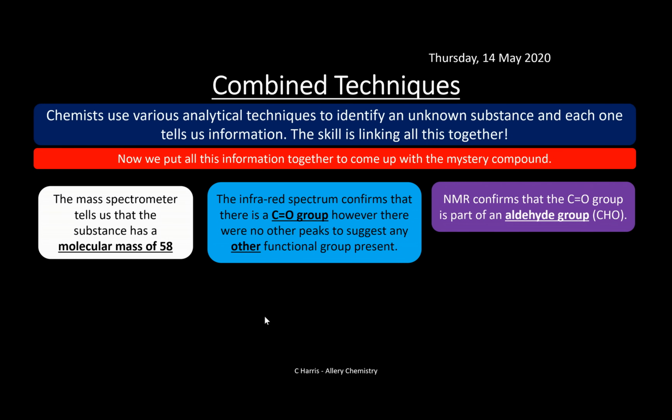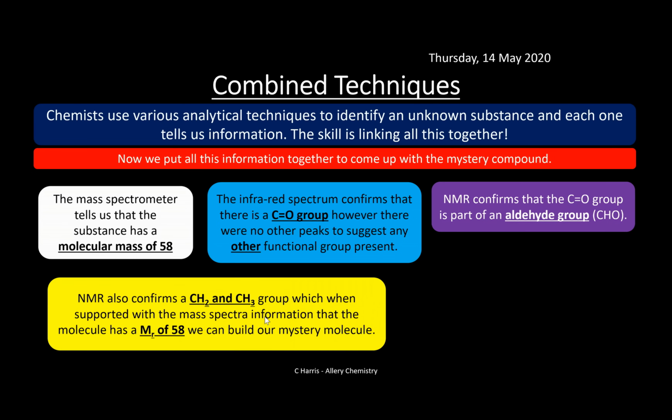Okay, so the NMR machine also confirms the C double bond O group, so this must be part, and according to the NMR machine, that was an aldehyde group. Okay, so we know it's an aldehyde. And so the NMR machine also confirms that we have a CH2 and CH3 group, which when supported with the mass spectra information, that the molecule had a mass of 58, we can actually start to build our molecule together. So let's have a look.